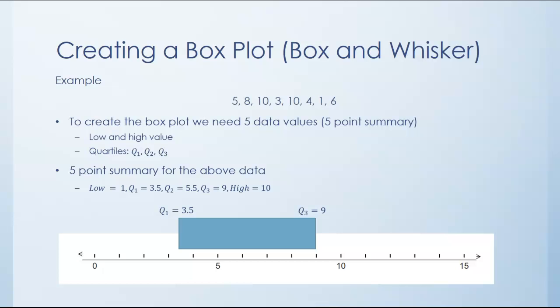The next thing we're going to do is draw a straight line in our box right where our Q2, our median, is. So there's our 5.5, our median. So basically we're just splitting that box at the halfway point.